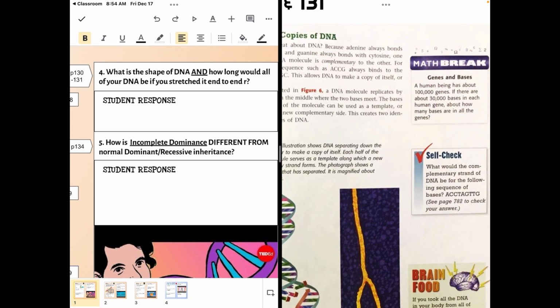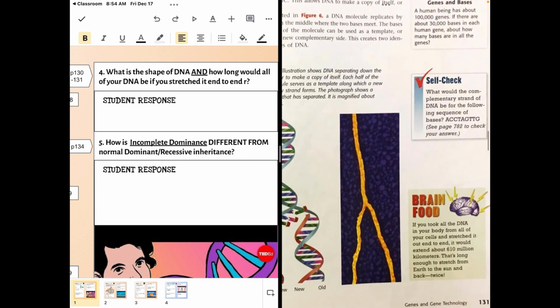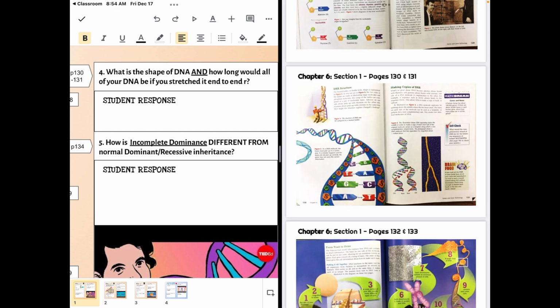If you just took all your DNA and stretched it out end to end, you would find that it is ridiculously long. Now, one cell's DNA is about 2 meters, 6 feet long. That's not the answer, but if you have 100 trillion cells and one cell has 6 feet of DNA, that's going to be a lot.